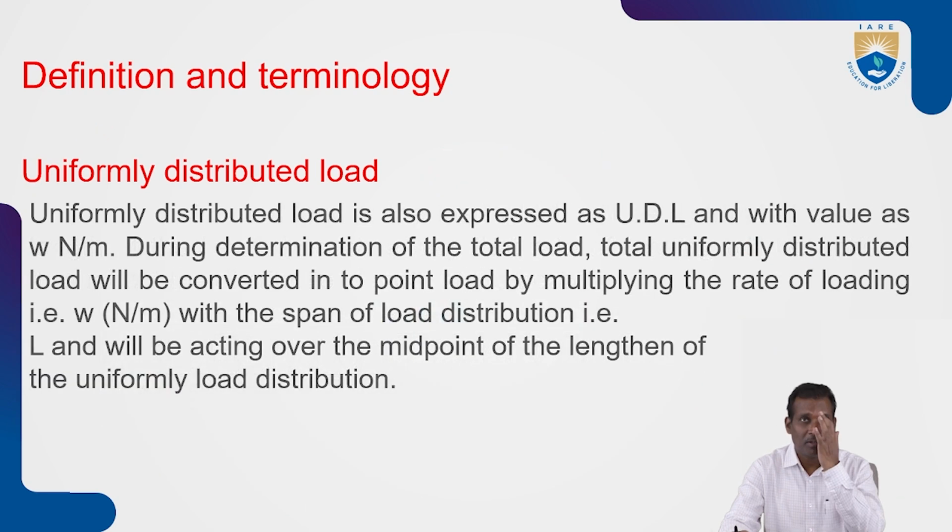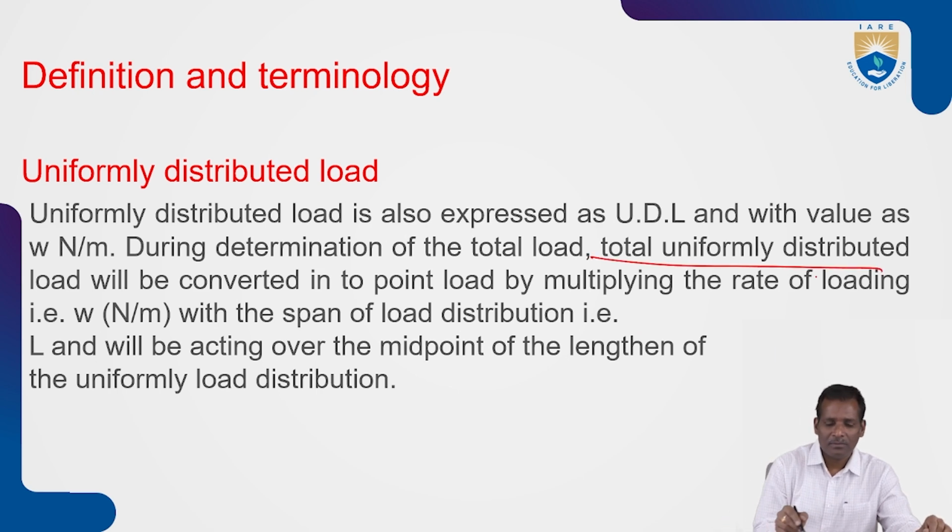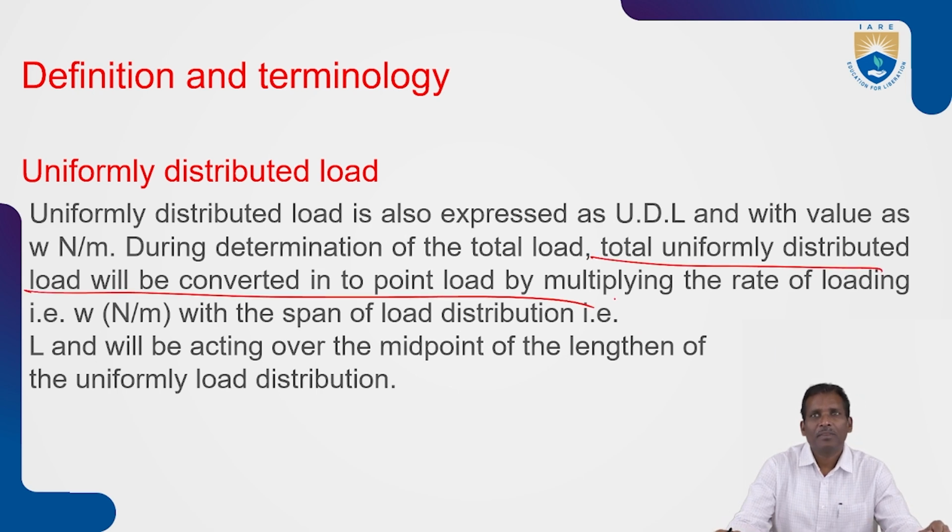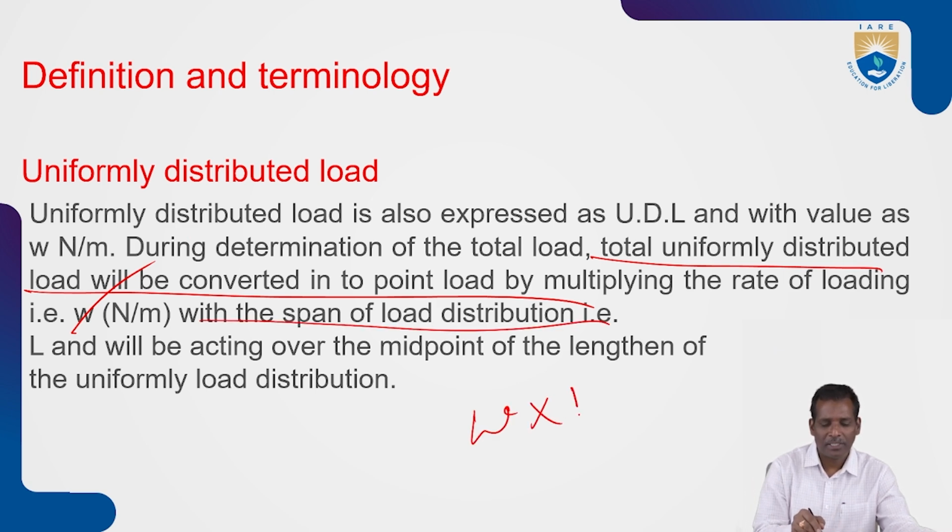So the uniformly distributed load is also expressed as UDL. During determination of the total load, as already written here, the uniformly distributed load will be converted to a point load by multiplying the rate of loading, that is W, with the span of distribution. So W multiplied with L.